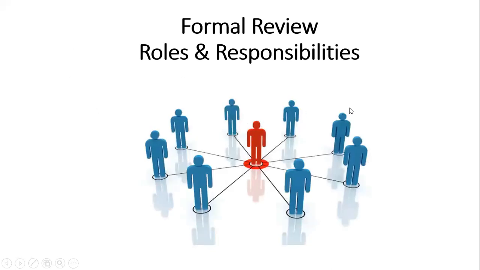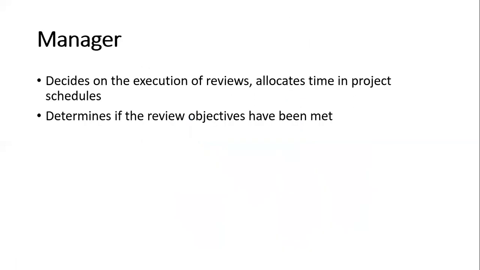So these are the review activities. When it comes to the formal review, we have different sets of roles and responsibilities. The first, or the highest person in the review, is the manager. He is the person who decides on the review execution, the time allocation from the project, etc. And he is also responsible for determining whether the review objectives are met.